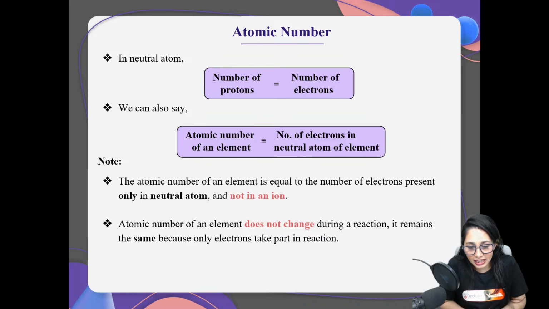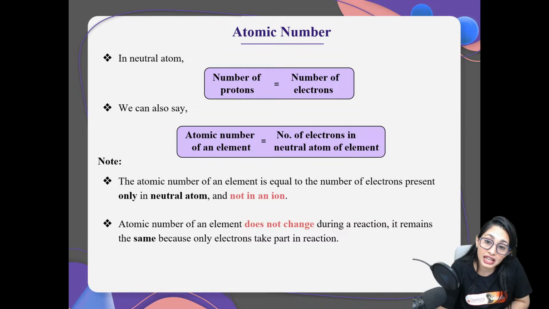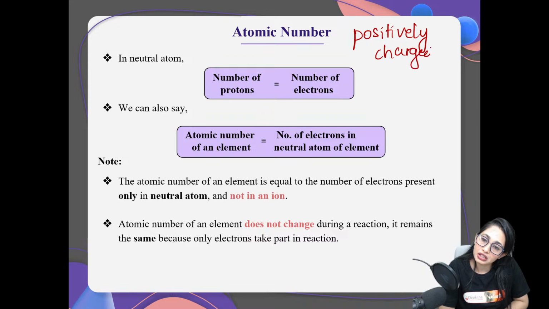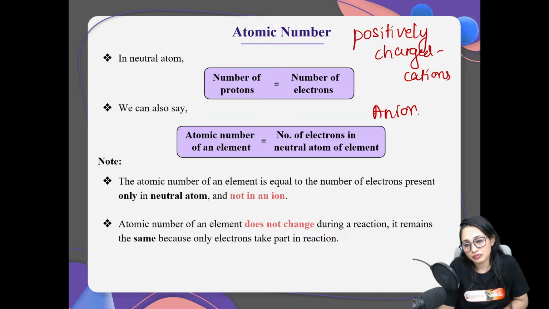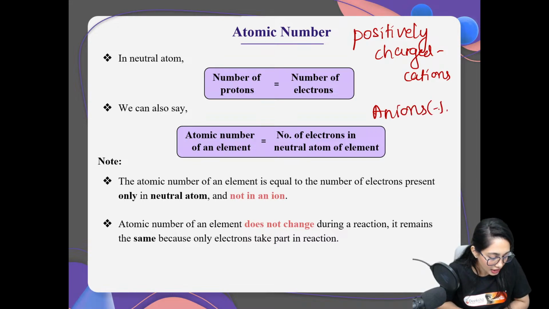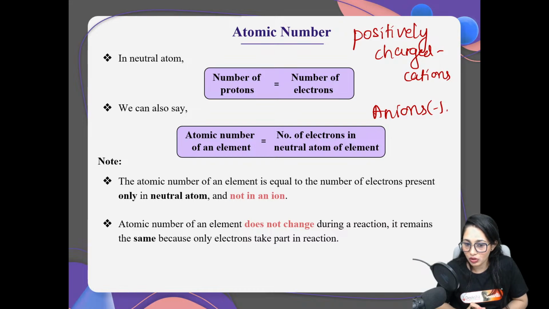The atomic number of an element is equal to the number of electrons present only in a neutral atom and not in an ion. An ion is either positively charged or negatively charged. Positively charged ions are called cations. Negatively charged ions are called anions. So the atomic number doesn't tell us how many electrons are there in the respective ion. An ion is formed if an atom loses or gains electrons.